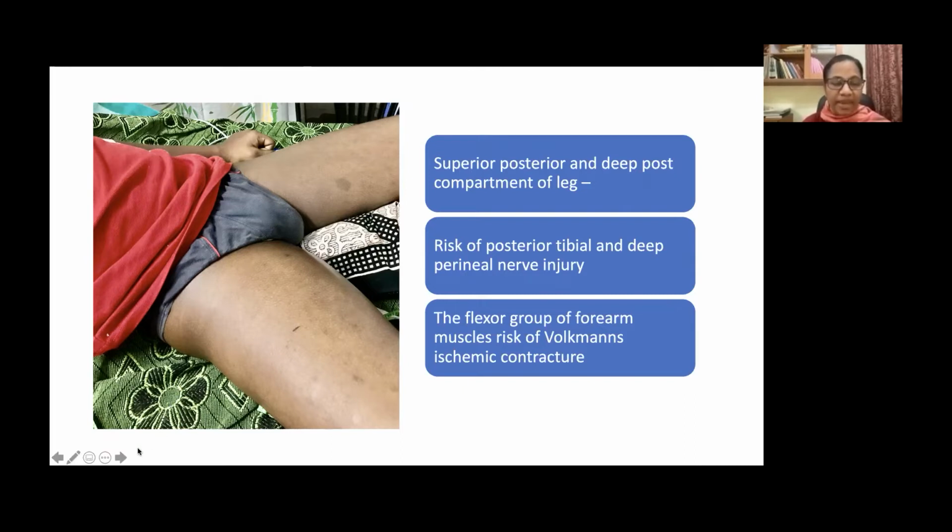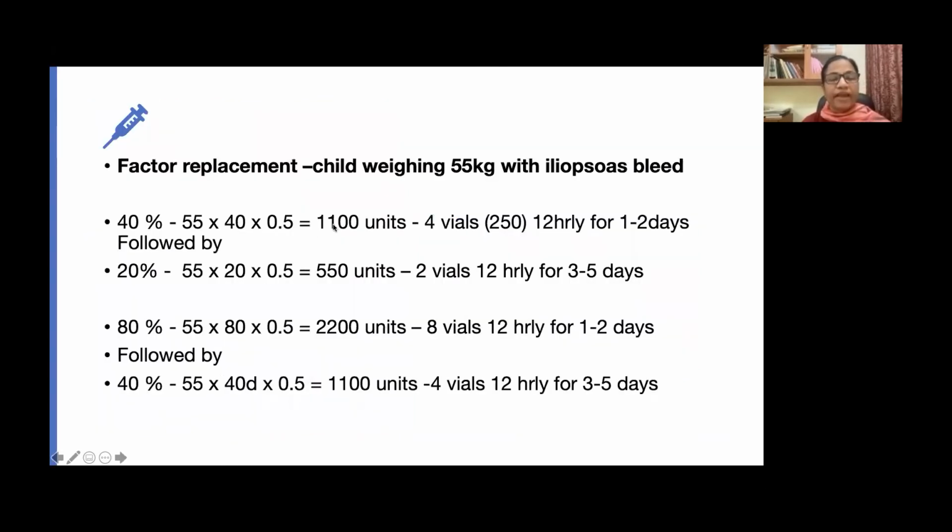And as soon as the pain and swelling subside, you can start slow movements and graded physiotherapy. How will you replace the factor? This is the calculation, the same we have already done.